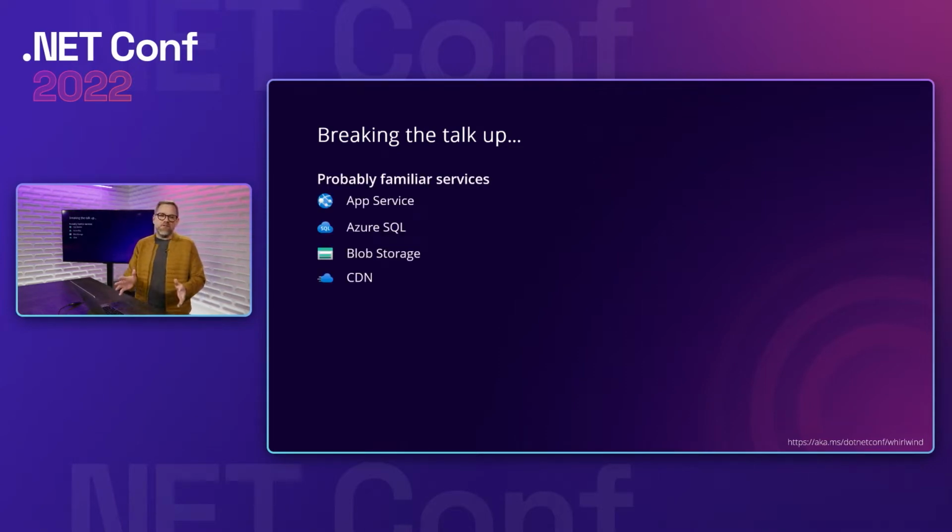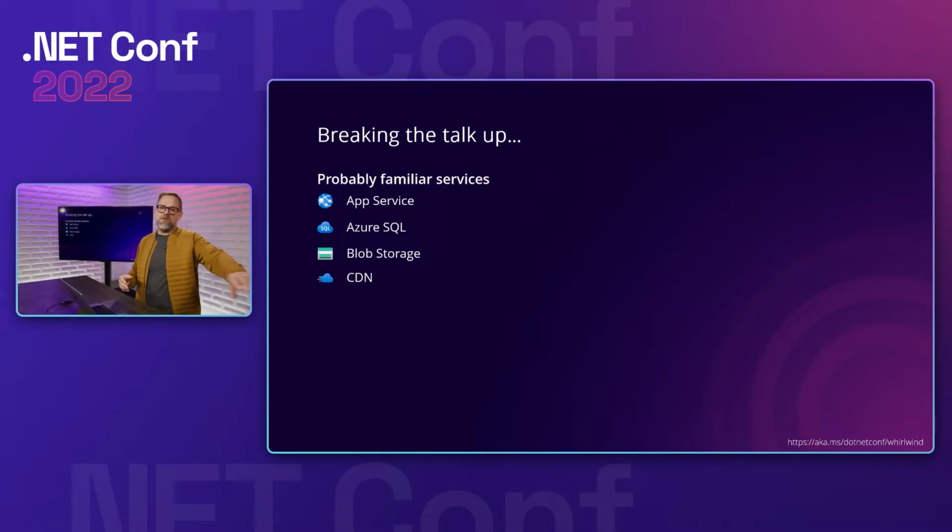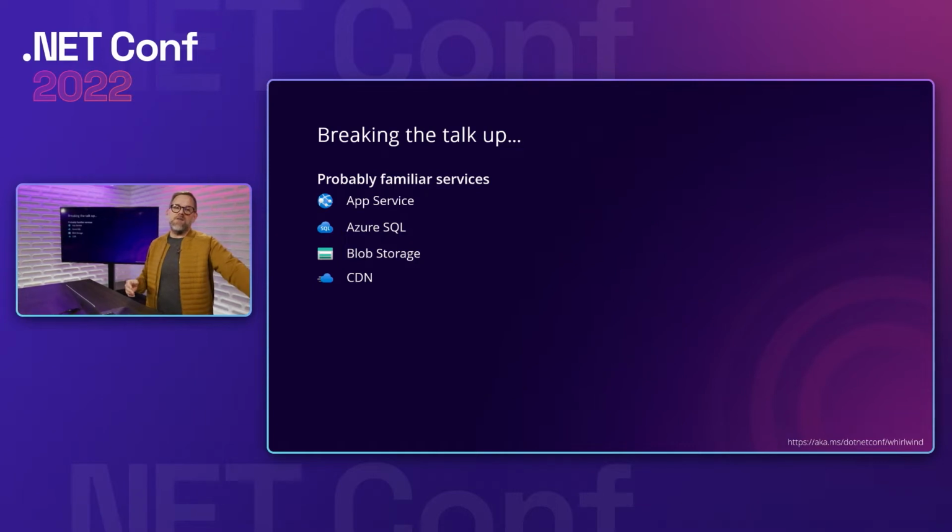We're going to talk first about building the app with some familiar services, as I mentioned before. We're going to do app service, Azure SQL, blob storage, actually put our images in there, and then put a CDN around it. And what a CDN does is it puts our images out at the edge of Azure, so they're served very quickly to our clients.